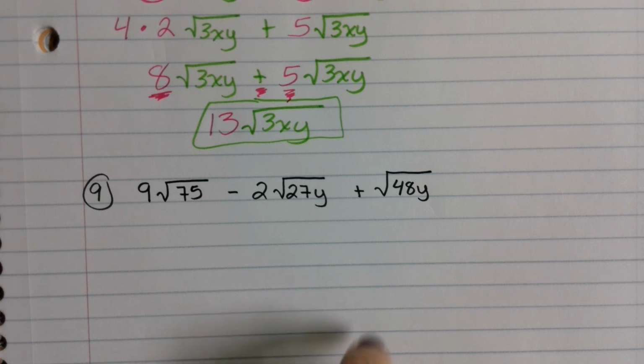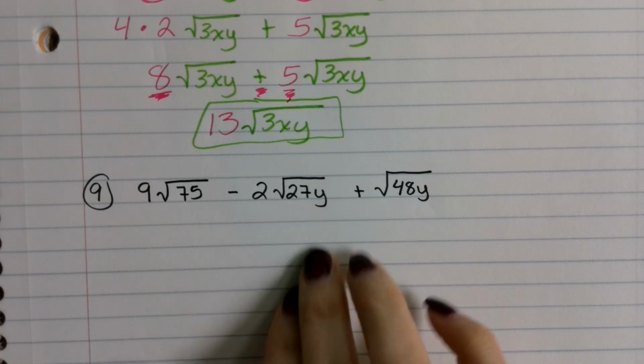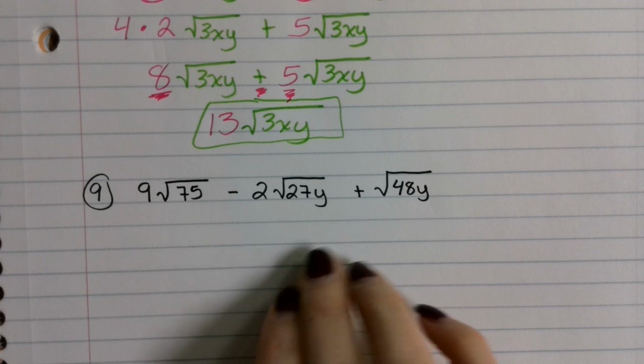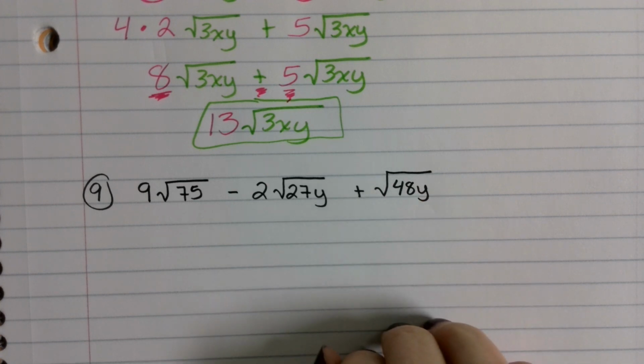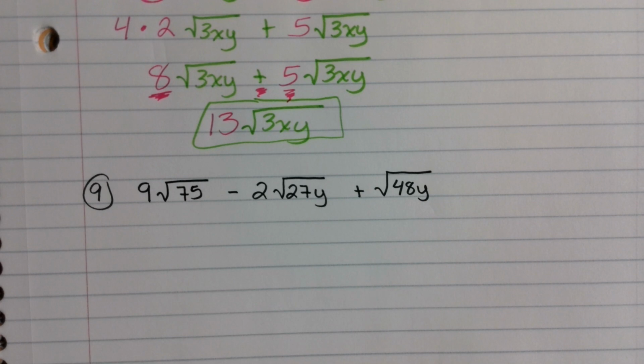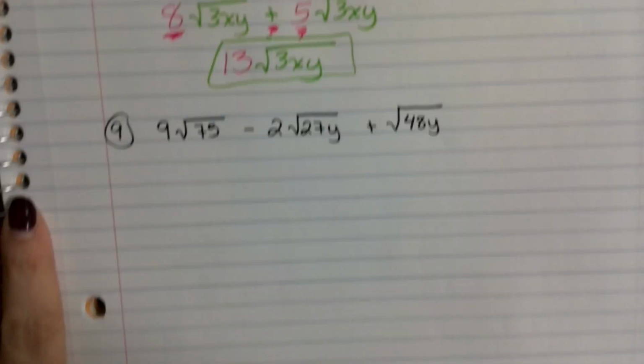Emiliano, you want to help her out? Negative 2 square root of 3y. Because you got that negative 6 when you simplified it, negative 6 square root of 3y, and then a positive 4 square root of 3y. Negative 6 and a positive 4 will give you a negative 2. So let's go ahead and take a look at that.